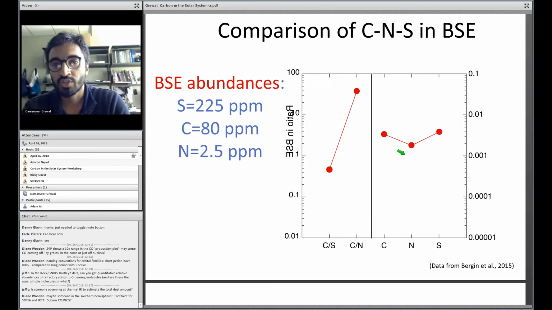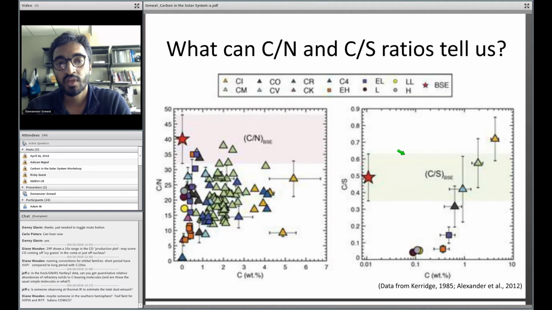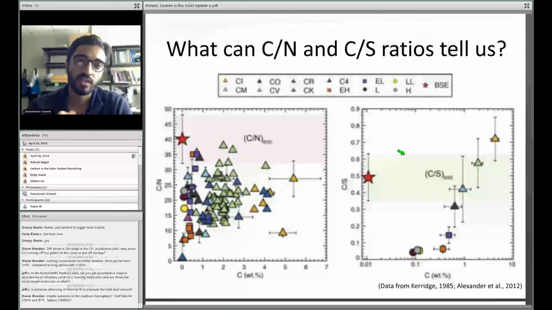Over here I've plotted the carbon, nitrogen, and sulfur abundances in the bulk silicate Earth, normalized to carbonaceous chondrites, the CI chondrites. If you look at this picture clearly, nitrogen is depleted in the bulk silicate Earth, normalized to carbonaceous chondrites, with respect to carbon and sulfur. And the carbon/sulfur ratio of the bulk silicate Earth is 0.5, and the carbon/nitrogen ratio in the bulk silicate Earth is pretty high, which is 40.